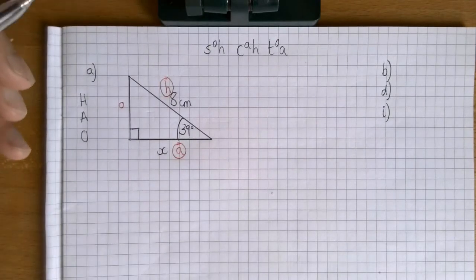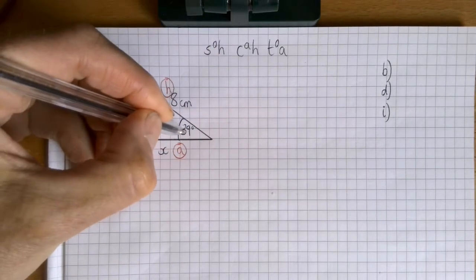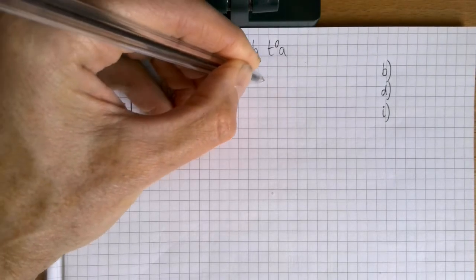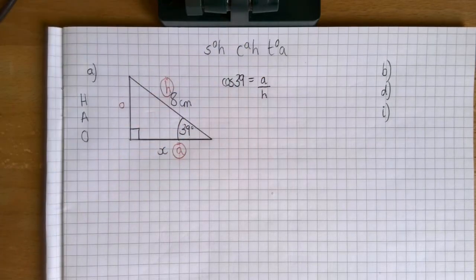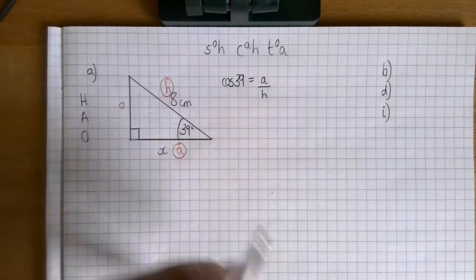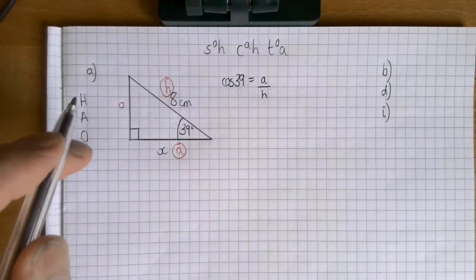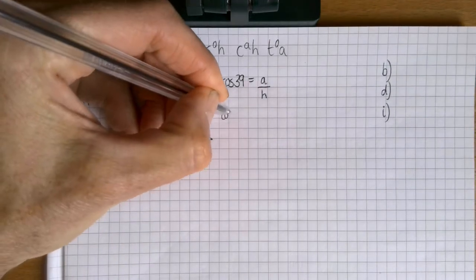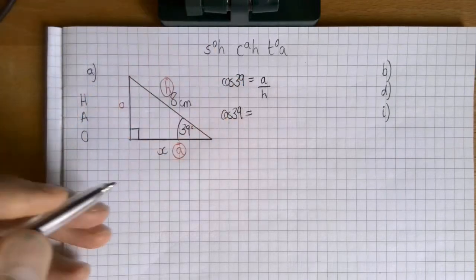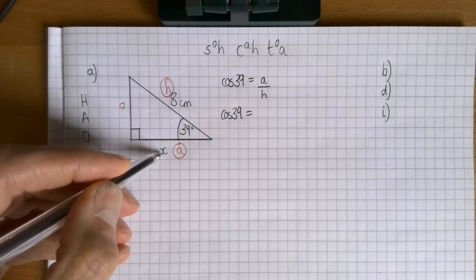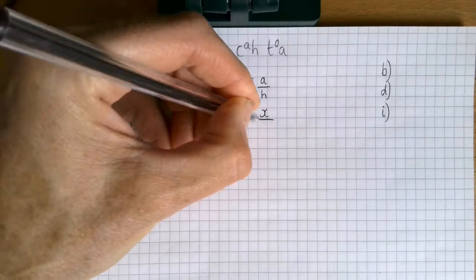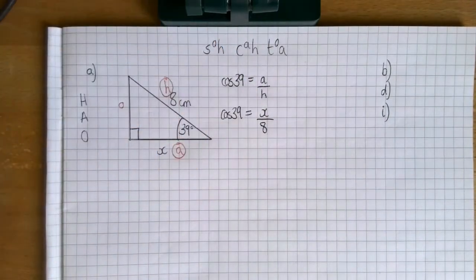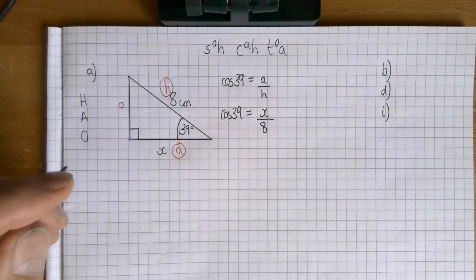So I'm going to write down the cos rule. The angle is 39 degrees, so I'm going to start by writing, the cos of 39 is equal to A over H. Write that every time, whatever the angle is. Then I'm going to plug in the numbers and letters from my specific problem. So cos 39 equals, well, the adjacent side is the side I'm trying to find, and the hypotenuse is 8 centimetres. And I want to know what x is.